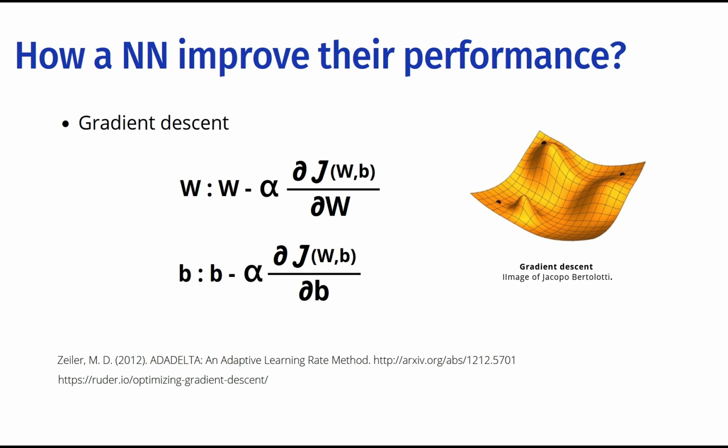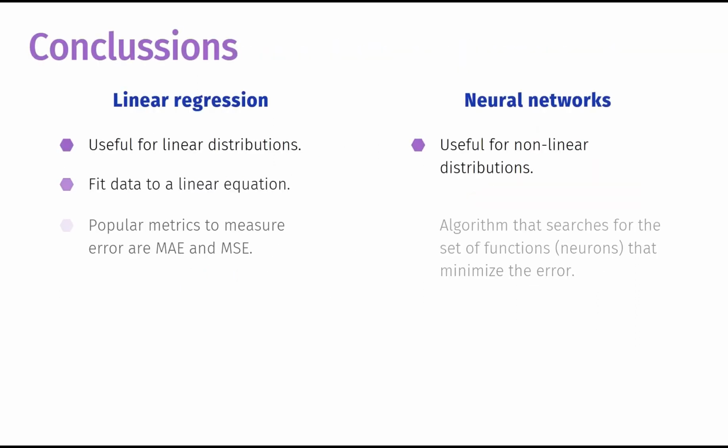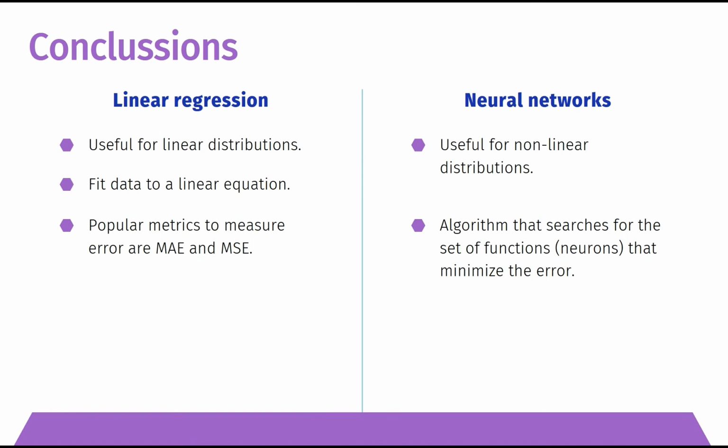To conclude, we can remark the highlights of these two algorithms that we saw in this video. For the linear regression, we have that this is a useful model for linear distributions. It fits the data to a linear equation, and the popular metrics to measure error are MAE and MSE. For the neural networks, we have that they are useful for nonlinear distributions. Also, this is an algorithm that searches for the set of functions, in this case the neurons, that minimize the error.